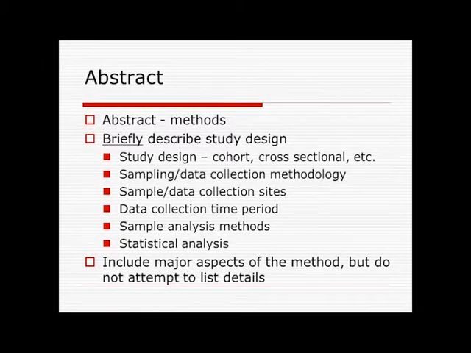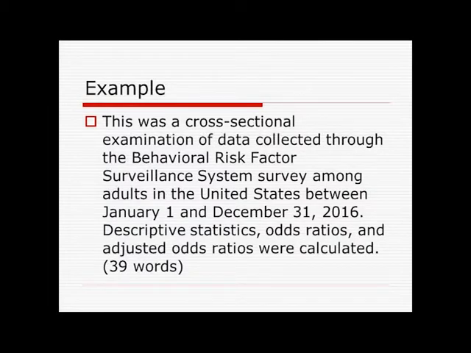The methods section. Again, we're being very brief here. We want to briefly describe the study design, the sampling or data collection methods, the sampling or data collection sites, when our data were collected, how our samples were analyzed, or how we did our statistical analysis. We want to talk about the major aspects of the methods without getting too in the weeds and too in the details, right? So here we're not going to list our equipment and be as detailed as we are in the methods of our paper. And we can bunch this stuff together, right? We don't need one sentence for each of those different bullets.